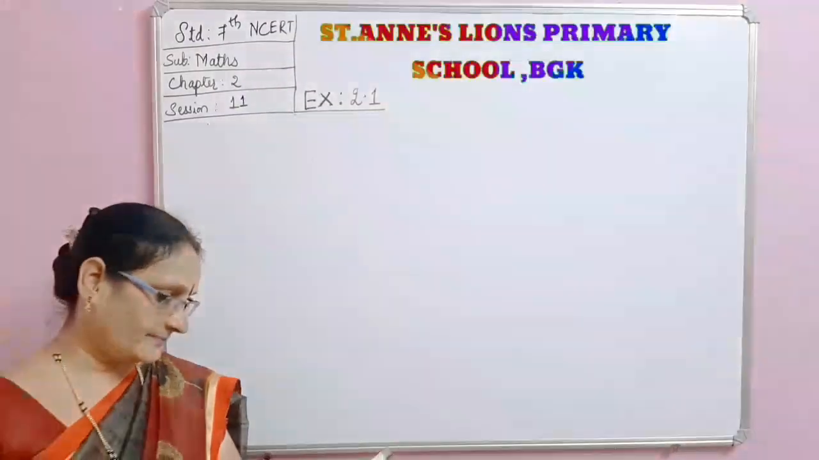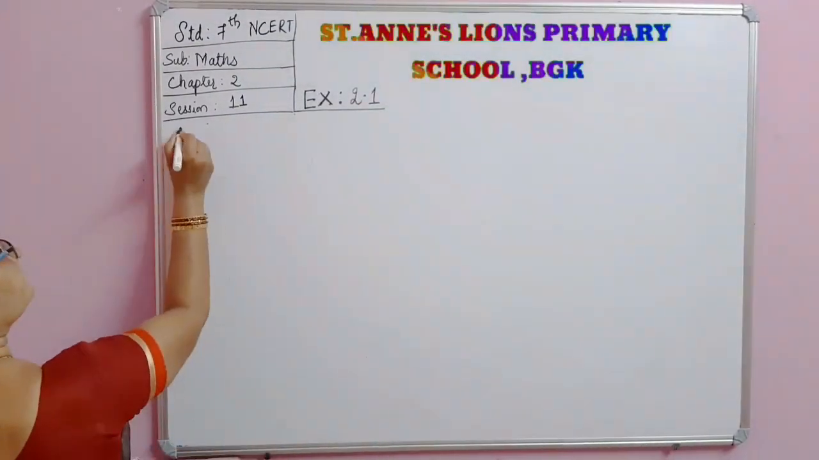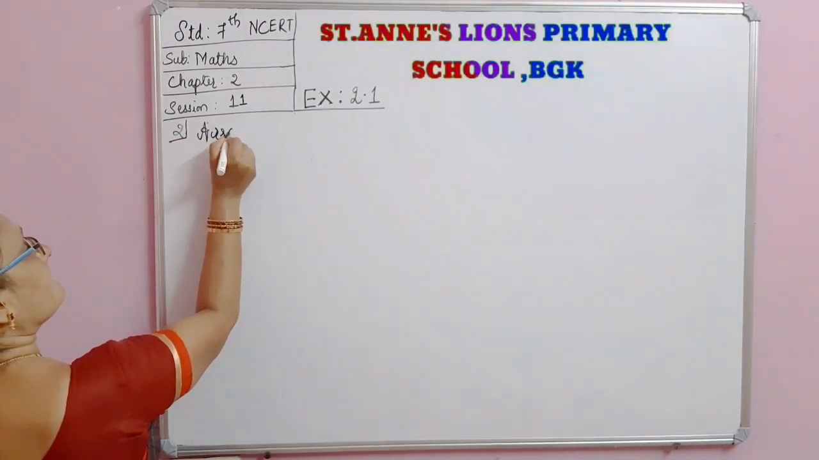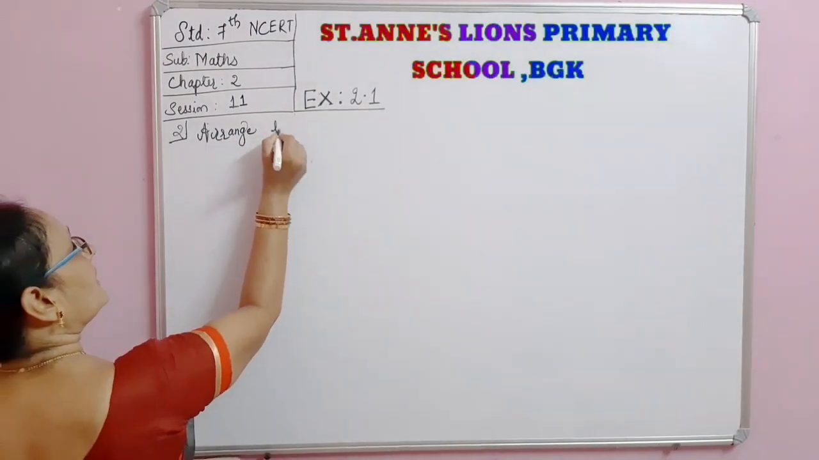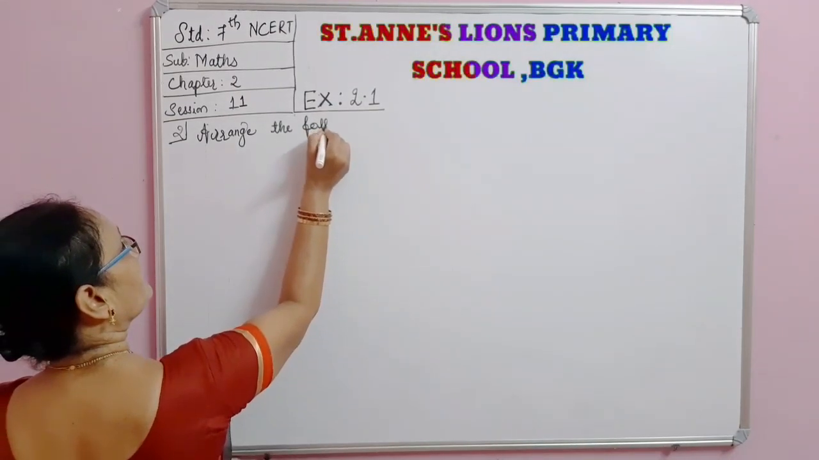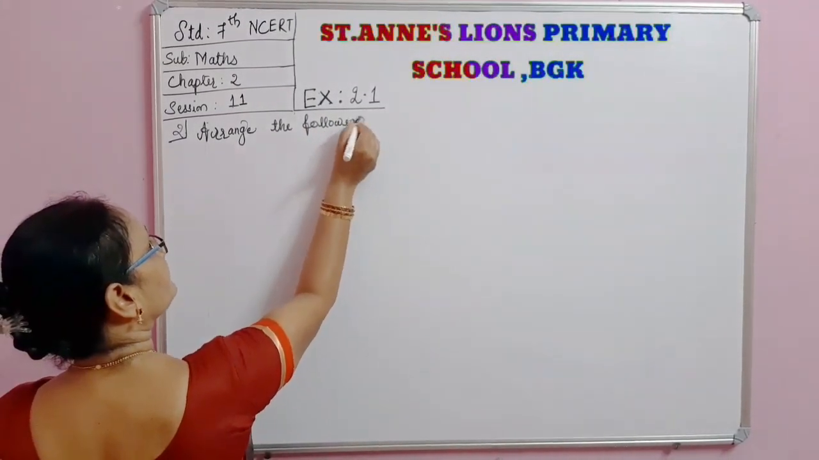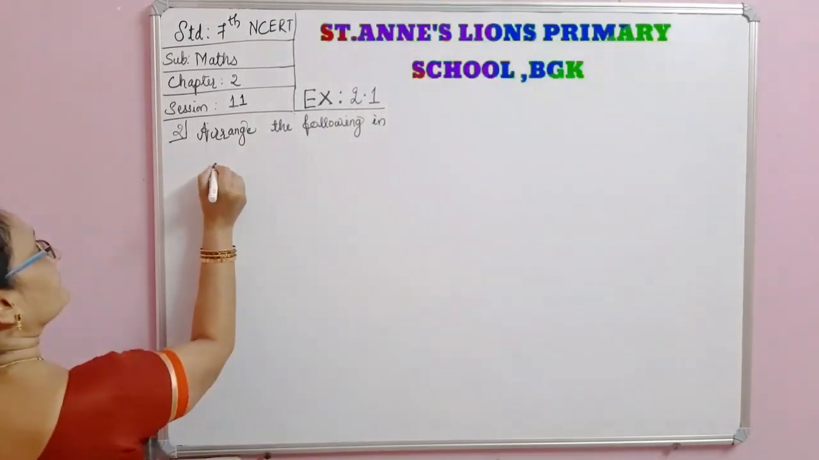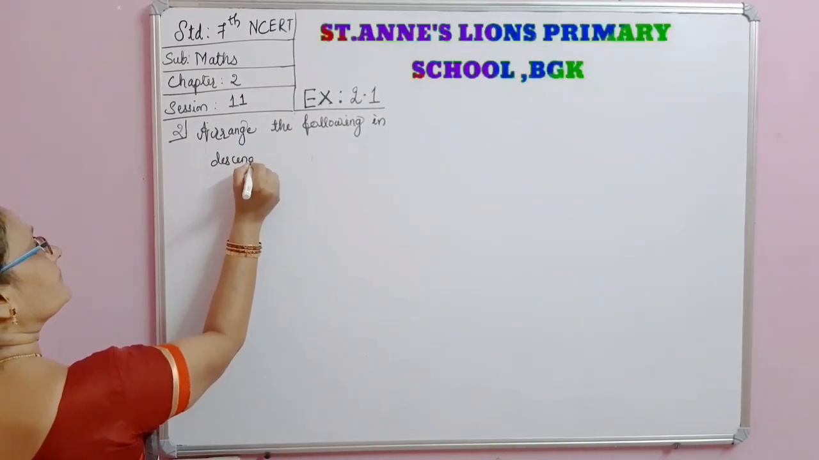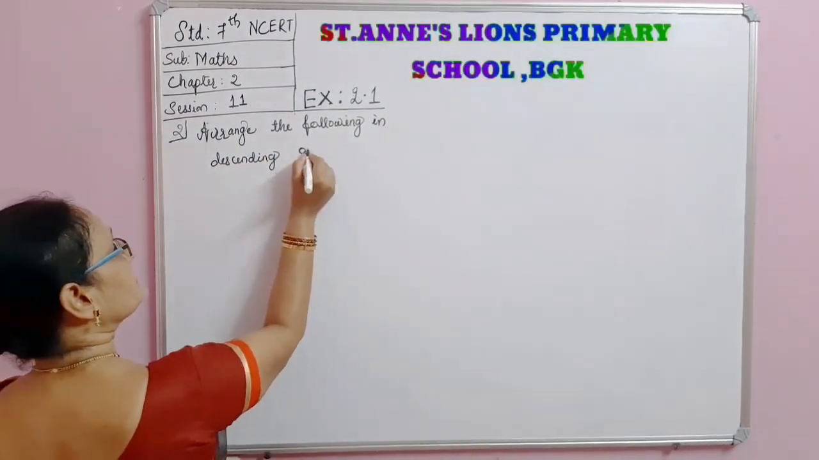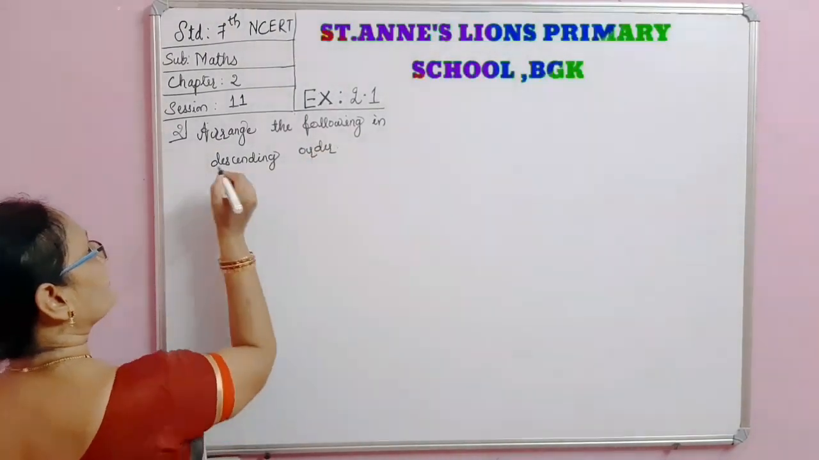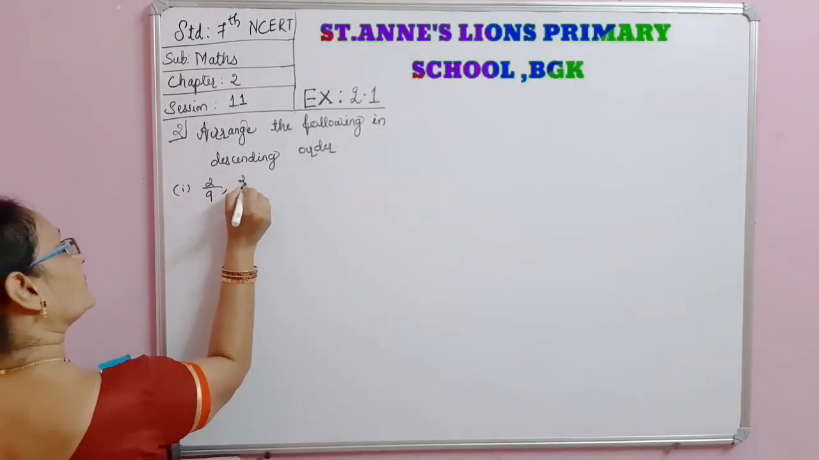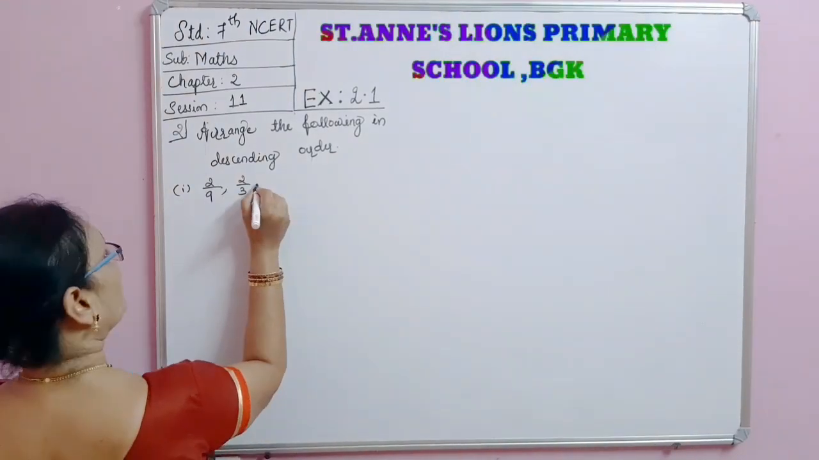Now the second main. Arrange the following in descending order. Okay. In that, the first one is 2 by 9, 2 by 3, 8 by 21.